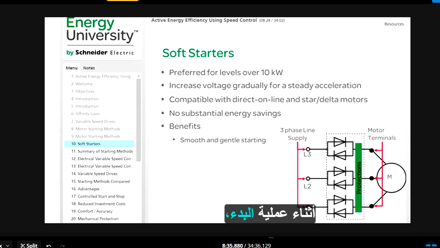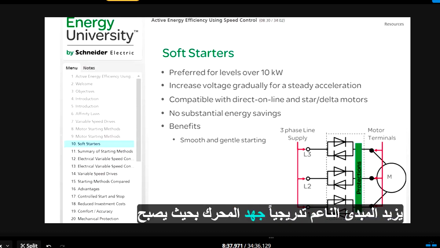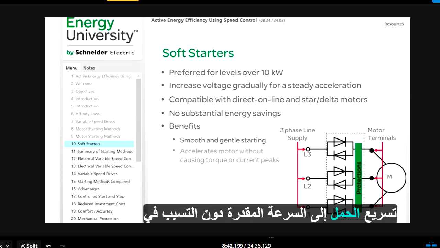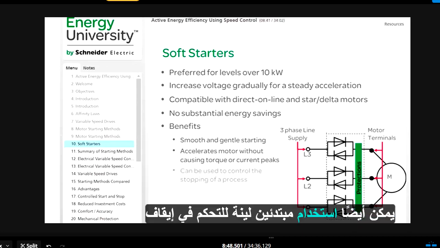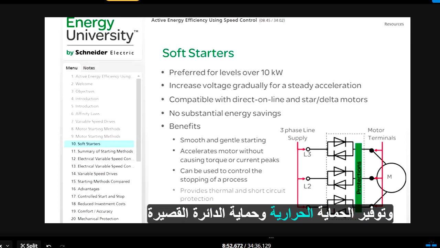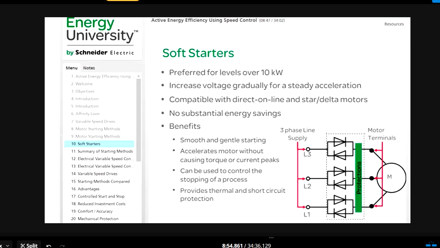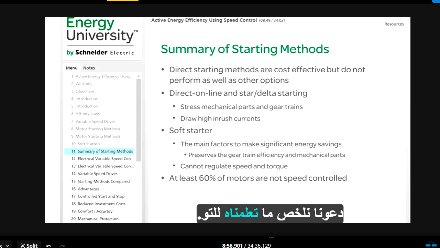During the starting process, the soft starter progressively increases the motor voltage so that the motor becomes strong enough to accelerate the load to rated speed without causing torque or current peaks. Soft starters can also be used to control the stopping of a process and provide thermal and short-circuit protection for the motor. Let's summarize what we have just learned.